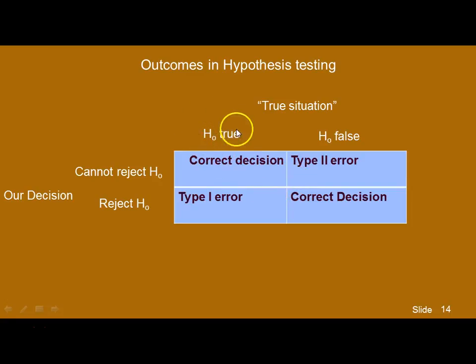If the null is true, but we end up rejecting it, we've made a type 1 error. If the null is false, and we do not reject it, we've made a type 2 error.